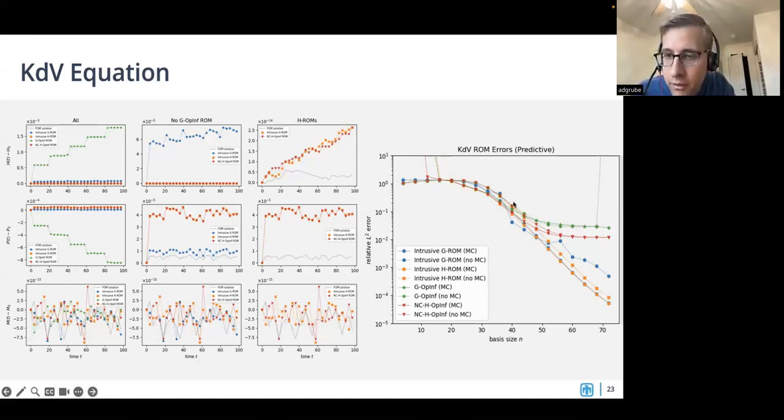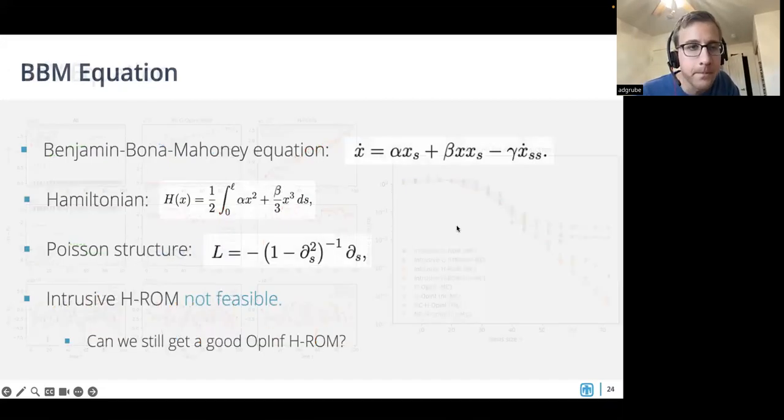And then I'll point out also that you do see a leveling off in accuracy for the operator inference ROMs as opposed to the intrusive ROMs. That should be expected because here we have finite amounts of data. We don't have infinite data, so you're not going to see the same smooth decrease that you would get out of an intrusive procedure.